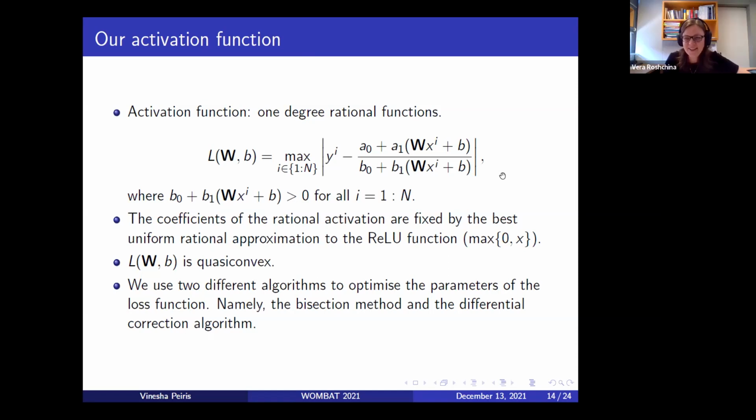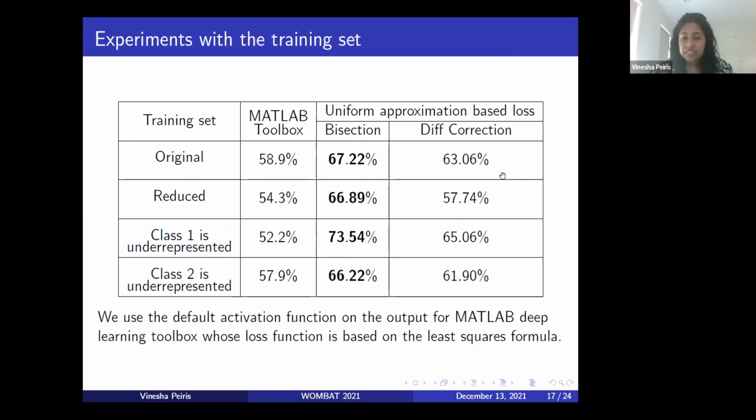Any more questions to Vinesha? I guess I have a very small technical question. You have shown some results, and there's an improvement when you're using your method and your objective function over the MATLAB toolbox. So I guess that improvement is because of a different objective function, right? Yes. But then why do you have a difference between the bisection and this correction method? Because that's the same optimization problem with the same objective.